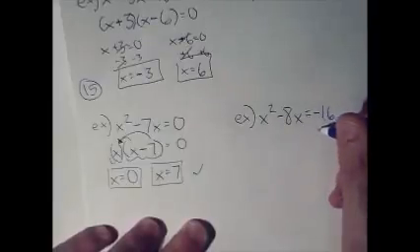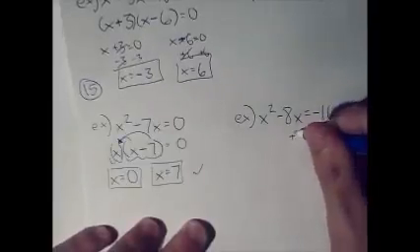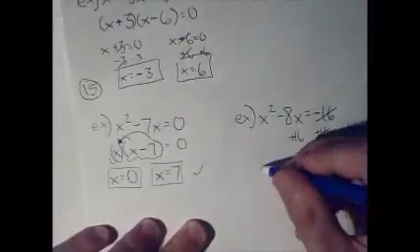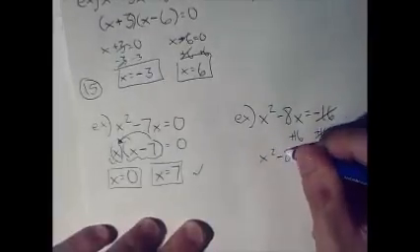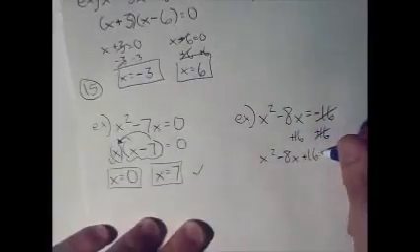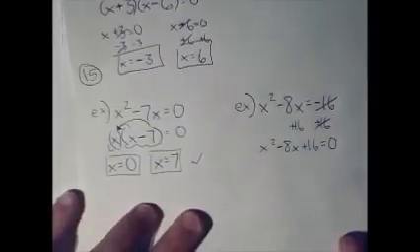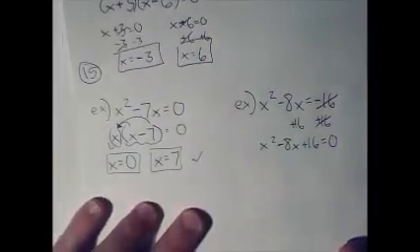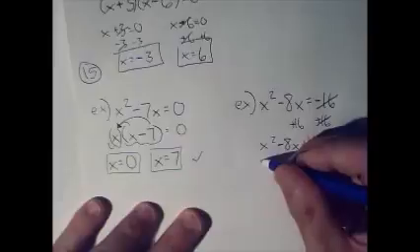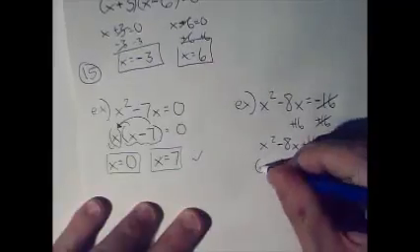The first thing we need to do, we need to make one side be 0. Add 16 to each side. X squared minus 8x plus 16 equals 0. And now at this point is when we're able to factor. And now that we have a constant again, it will be my product of binomials.